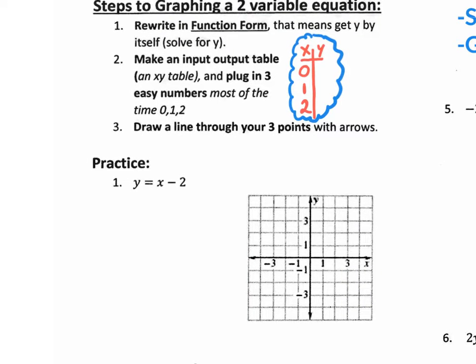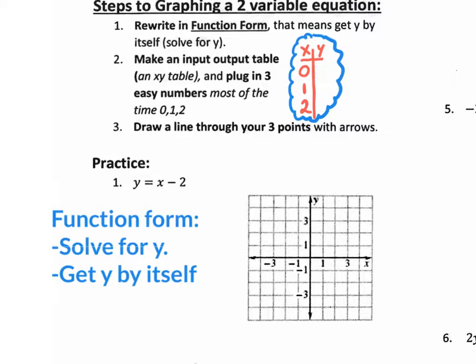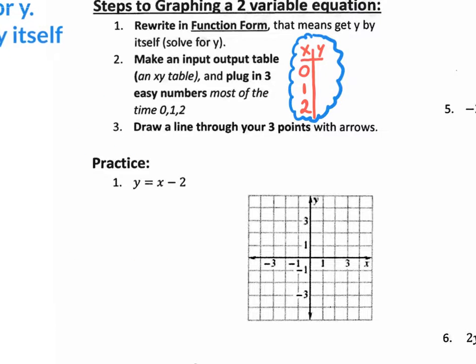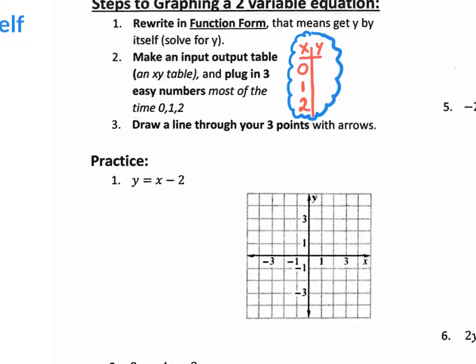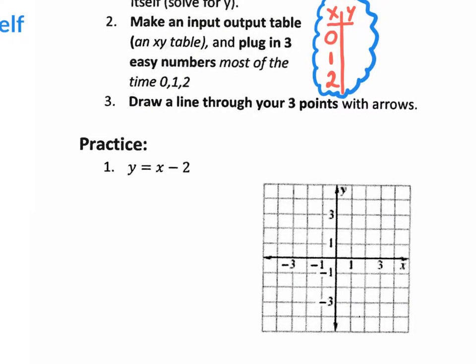So step 1 is to rewrite it in function form. Again, function form is just solving for y, getting y by itself. And as you can see, number 1 already has y by itself. So step 2 is to make an input-output table. Let's all do that right here. Let's do a little t, put an x on this side, a y on that side. And it says most of the time plug in 3 easy numbers like 0, 1, and 2.